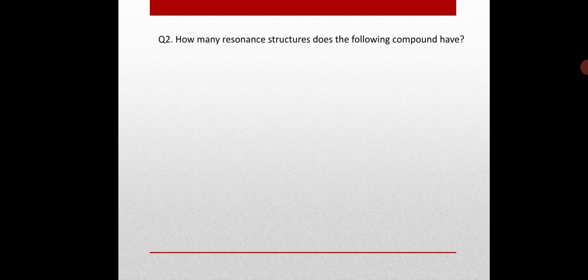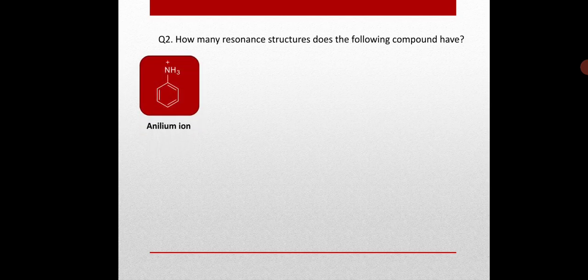How many resonance structures does the following compound have? The compound is the anilinium ion. You must be aware of the structure of aniline, in which we have a benzene ring to which an NH2 group is attached. But this is the anilinium ion, where one more hydrogen atom is attached to the nitrogen. The question is, how many resonance structures does the anilinium ion have?